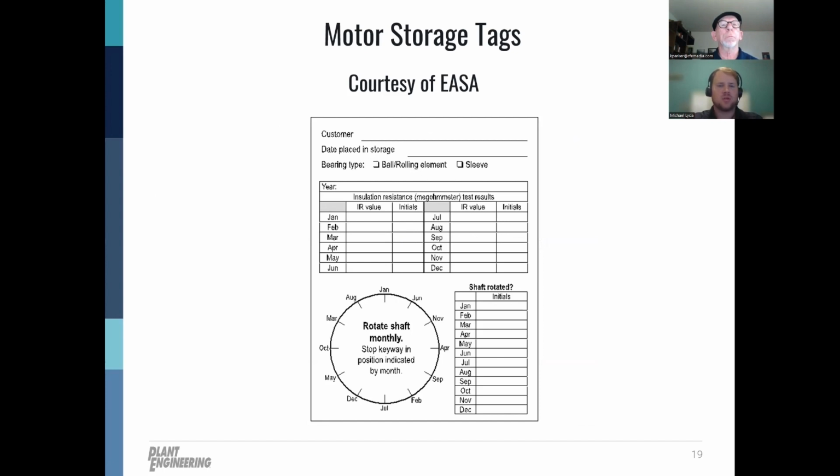So first, document when the motor was put into storage. So maybe when you bought it, or if this is at your distributor, when did your distributor receive it from the manufacturer? Because the distributors, they'll store motors for you. You don't have to store them on site unless you specifically want to. So document when the motor was put in storage, and then also document monthly the motor's insulation resistance value.